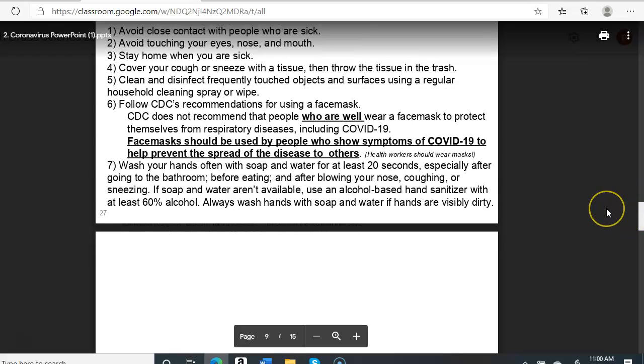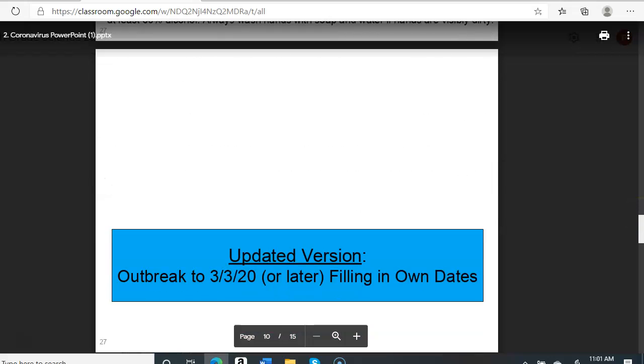Wash your hands often with soap and water for at least 20 seconds, especially after going to the bathroom, before eating, and after blowing your nose, coughing, or sneezing. If soap and water aren't available, use an alcohol-based hand sanitizer with at least 60% alcohol. Always wash hands with soap and water if hands are visibly dirty.